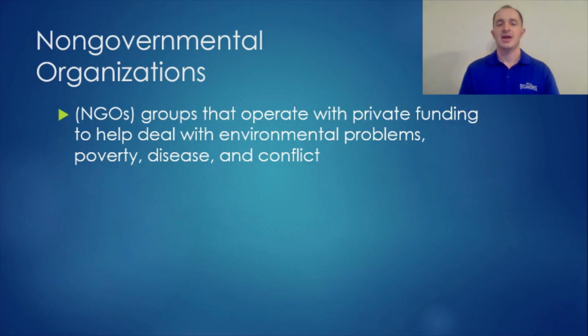So our last one that we have is non-governmental organizations. So non-governmental organizations, or NGOs, are groups that operate with private funding to help deal with environmental problems like poverty, disease, and conflict. So the main way that we see this is through them trying to help with disease control, poverty, education, especially education of women, and then just overall aid through food, water, and peacekeeping in the area.